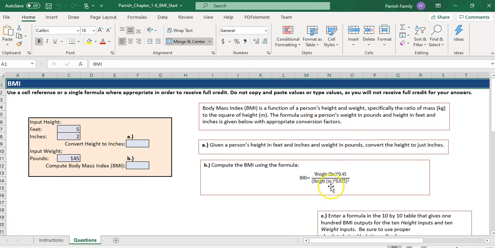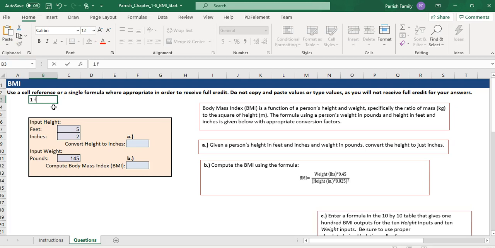So they gave you a formula here, weight in pounds times 0.45, and then height. We're going to use that in a minute. But the first thing they ask you to do is convert the height into inches. So let's talk about it. If I was 1 foot tall, that would equal 12 inches. If I was 2 feet tall, that would equal 24 inches. So the way that you get the number of inches from the number of feet is to multiply by 12.